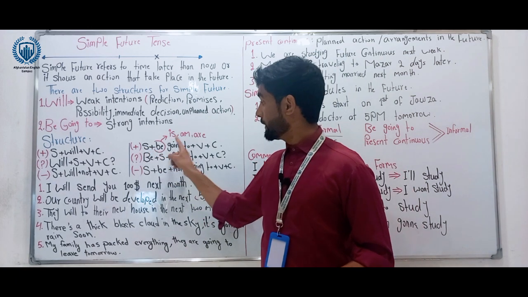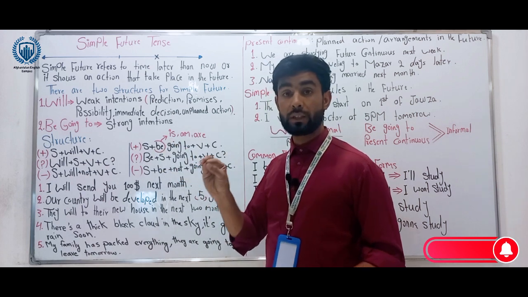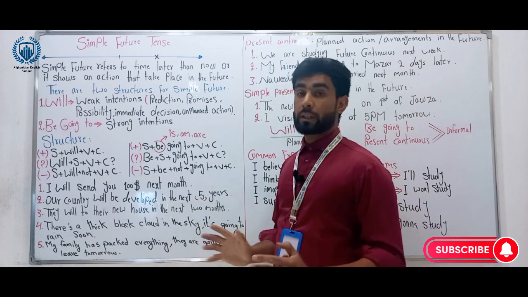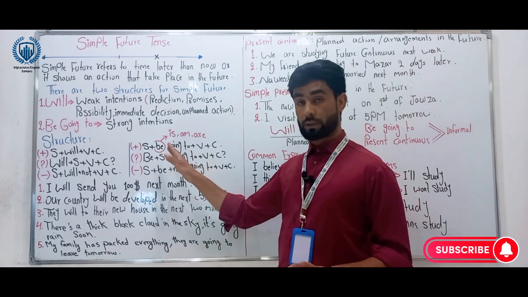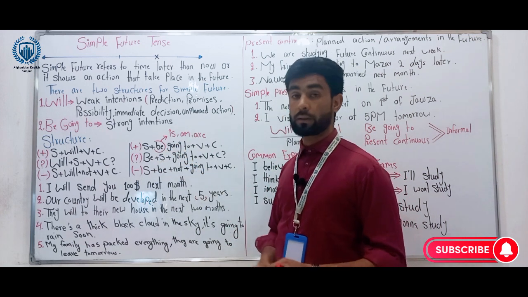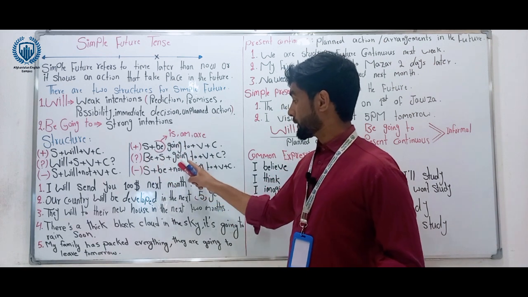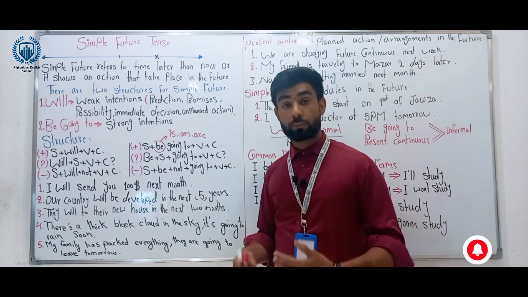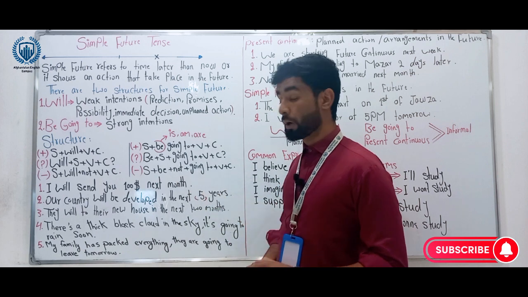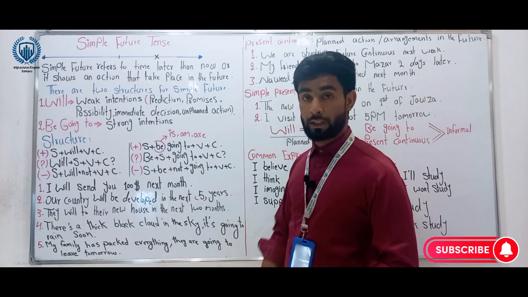If the subject is I, we use am. If the subject is he, she, it, we use is. If the subject is we, you, they, or a plural subject, we use are. So, in order to make a question with be going to, we bring be to the beginning. Be could be is, am, are. Be plus subject plus going to plus verb plus complement. And to make it negative, the subject comes in the beginning, then be, then not, then going to, then verb and complement. This is the structure of be going to.